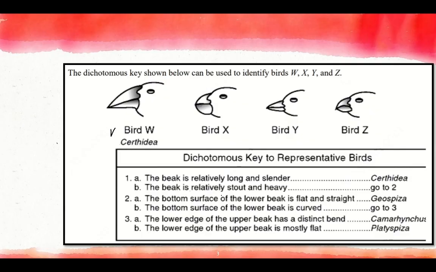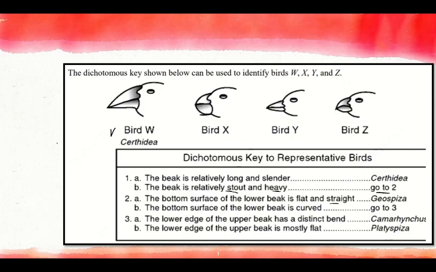The beak is relatively stout and heavy. Among them, all the rest three birds have a beak which is stout and heavy. So we will go to point number 2 because it is written in front of that. Point number 2A, the bottom surface of the lower beak is flat and straight. So you can see among these three birds, the lower surface which is flat belongs to bird X because the lower beak is flat and straight.